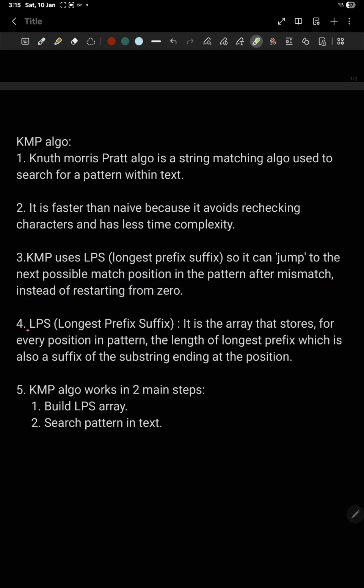So this definition is also asked in exams: what is LPS? Longest prefix suffix is the array that stores, for every position in the pattern, the length of the longest prefix which is also a suffix of the substring ending at that position. Okay, the main two steps are: first, it builds the LPS array, and second, it searches for the pattern in the text. So now we'll see how to find the LPS, the shortcut trick.